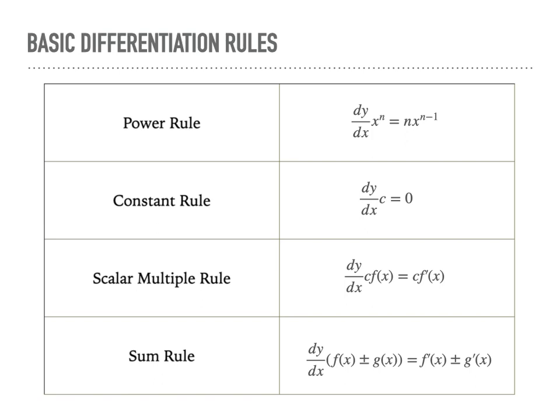First up is the power rule. So if you take the derivative of x to the power of n, that's simply the same thing as bringing the exponent over as a coefficient and then subtracting the exponent by 1. So n times x to the power of n minus 1.